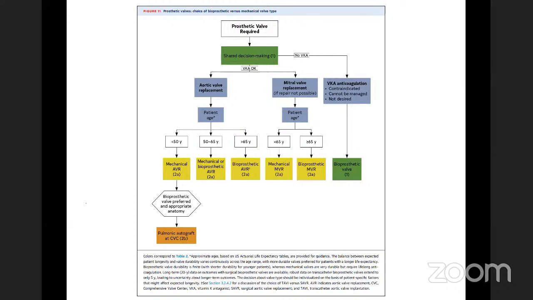If the patient is over 65, then we would offer them a tissue valve. In between 50 to 65, other factors can play a role, or we can offer both. It depends on the patient and his preference.